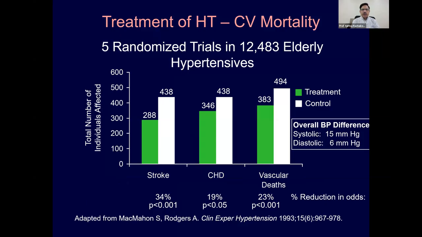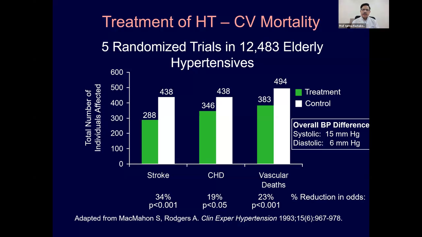Now, treatment for systolic hypertension and cardiovascular mortality. If somebody is on treatment with good control versus on treatment without control, stroke, CHD, and vascular deaths are all much higher in the uncontrolled group. The overall BP difference between these two groups is 15 to 60 minimum, with reductions of 34%, 19%, and 23% in risk, as shown by the odds ratio. That means if I treat the hypertension to goal, the outcomes are better.